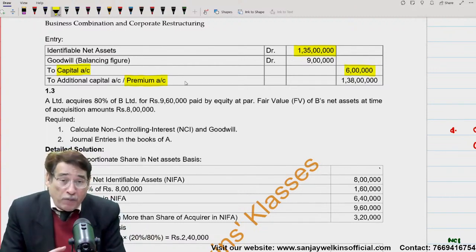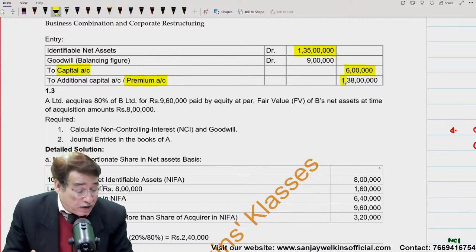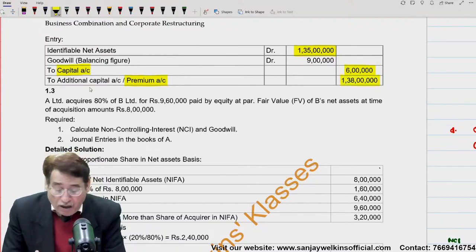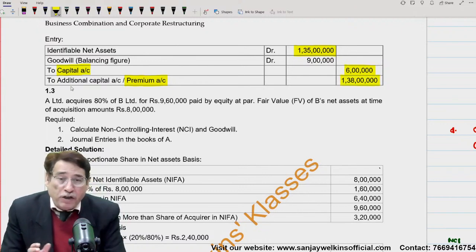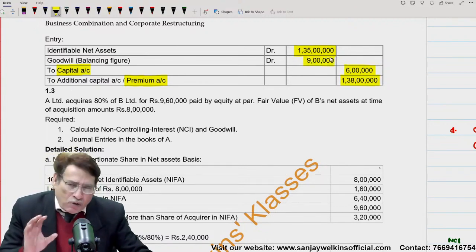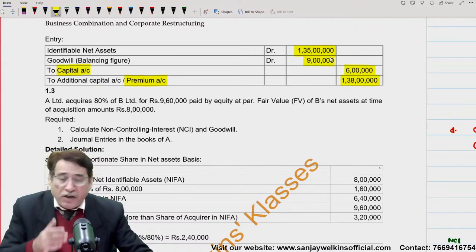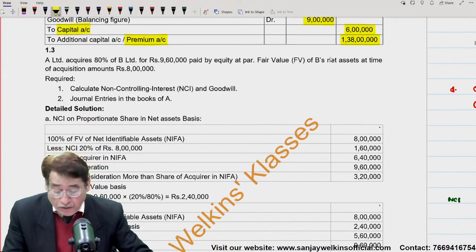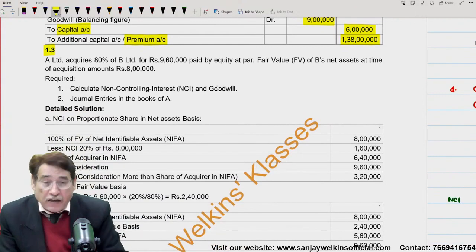What will be the amount of premium? 60,000 into 230, that is equal to 138 lakh. If there would have been NCI, I would have written 2 NCI also. NCI is not there, so 9 lakh will be your goodwill. Goodwill can be extracted even through this particular entry. 1.3, let's have a look over it.